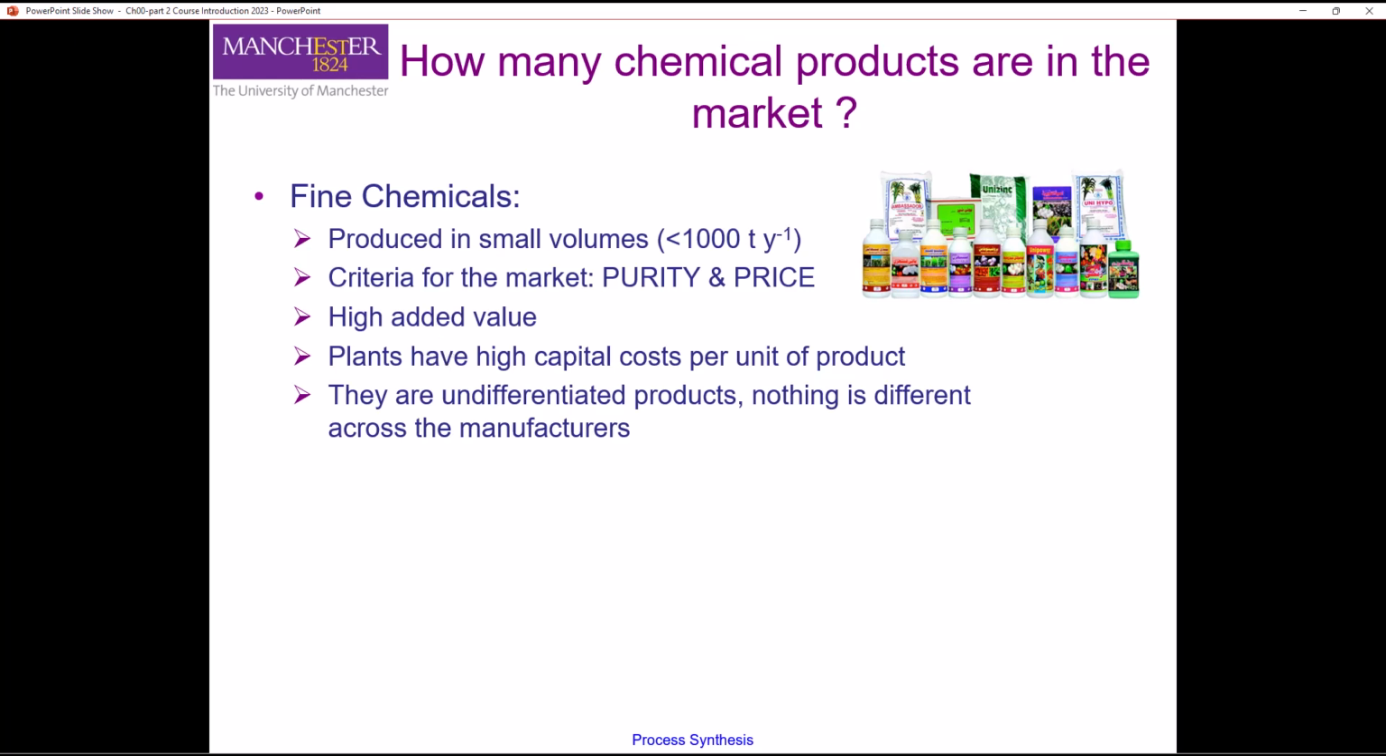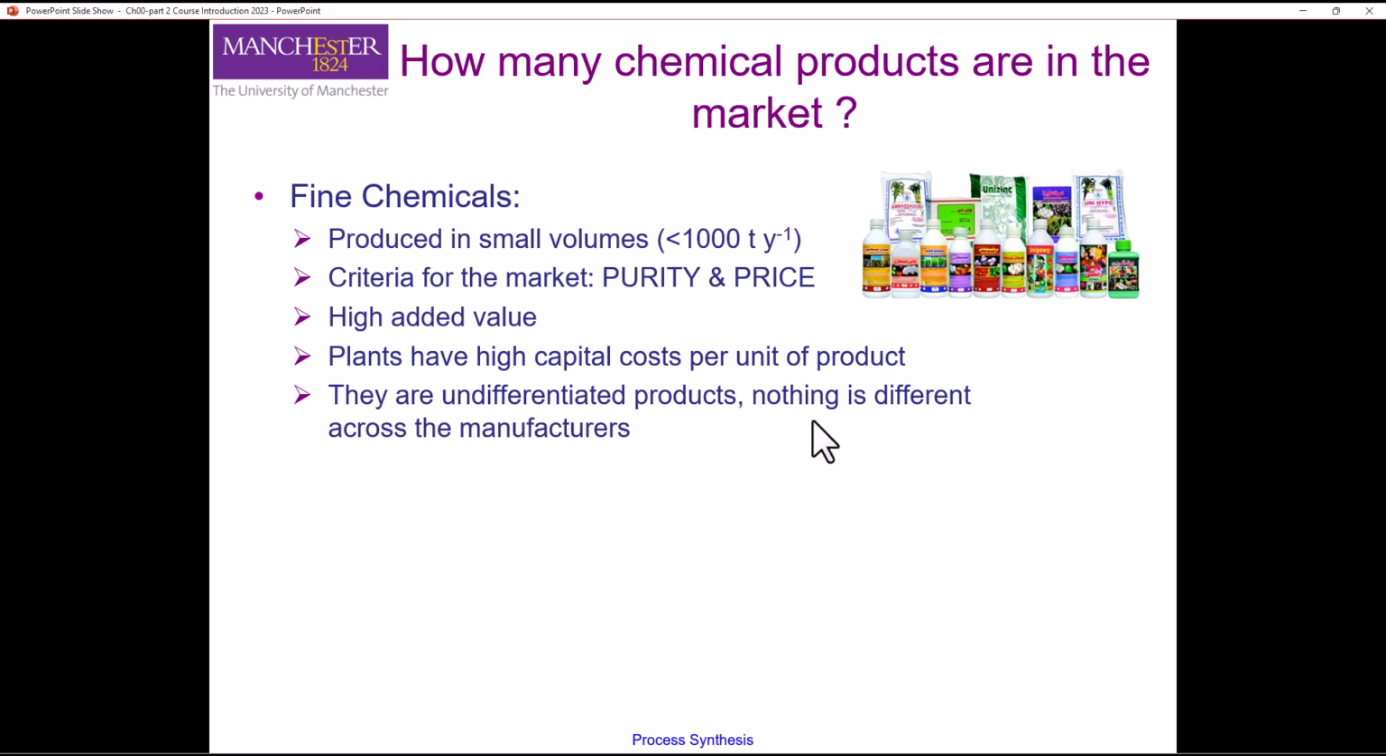In the case of fine chemicals, because they are produced in smaller quantities, we also need a relatively lower capital cost. It means that the plant size is going to be small compared to a commodity chemical plant. But despite having a small plant or small capital cost, we have high capital cost per unit of the product, because we are producing much less product compared to a bulk chemical plant or a commodity product.